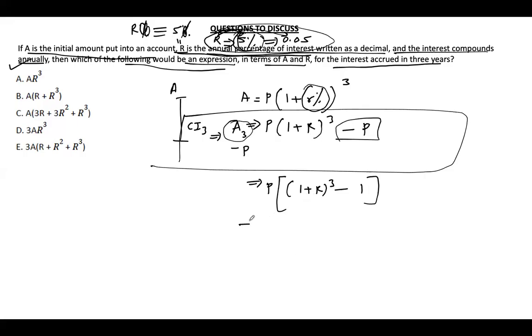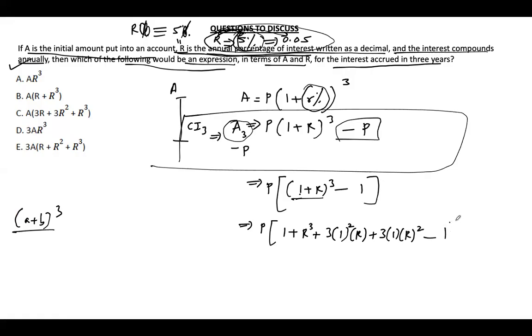What is (A plus B) the whole cube? I don't know this formula. It should be A cube plus B cube plus 3A square B plus 3A B square. Minus 1. So 1 and 1 will get cancelled and you'll get R cube plus 3R plus 3R square.